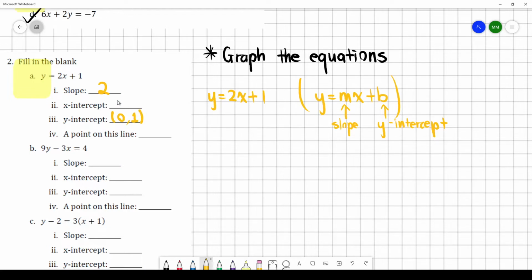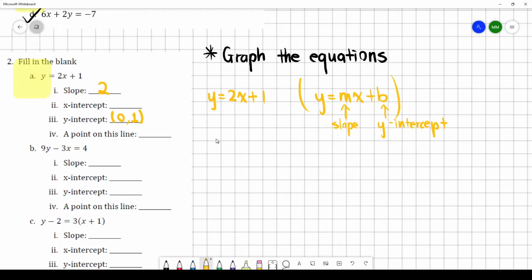What about the x-intercept? Our definition of x-intercept is where the line crosses the x-axis. That means the y-coordinate is 0, and the x-coordinate is wherever that line crosses the axis. So the y-coordinate is 0, so we set y equal to 0.